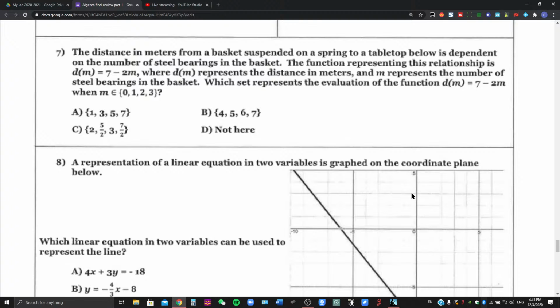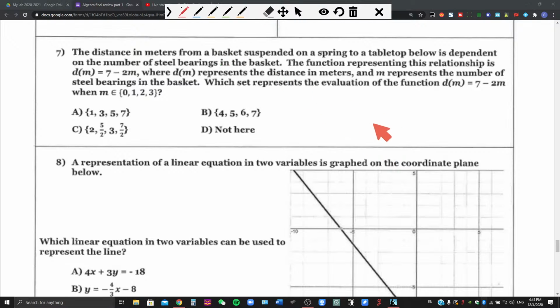Okay, this is a very long description. However, basically it just means, say we have a function. Or let's say a function machine. We have a function machine.